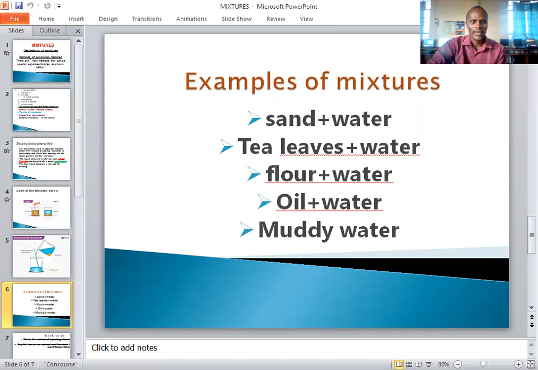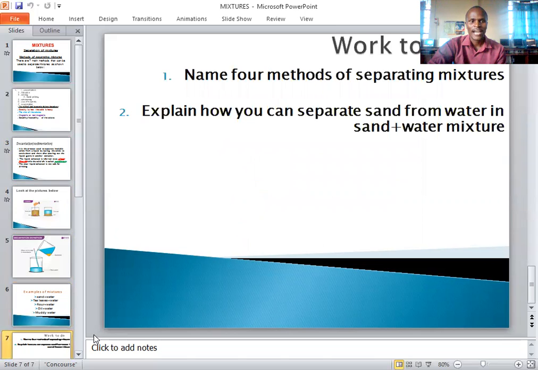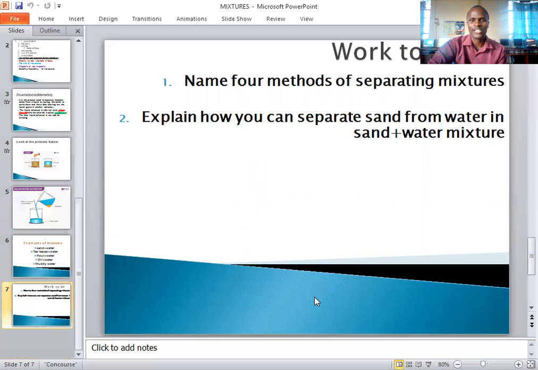So, dear learners, we have learned about decantation today, and I believe that you have learned. But before I leave you, we have some work that you must do today. We have 2 questions. You can look at them. Do number 1 and number 2. Name 4 methods of separating mixtures. And then 2, explain how you can separate sand from water in a sand-water mixture. I think we have learned today, and you are able to explain the process of decantation. Therefore, I want to wish you the best as you work on those questions.